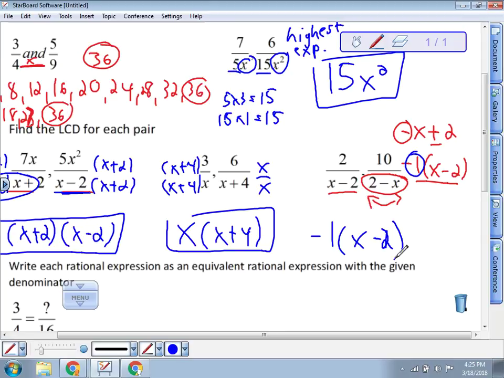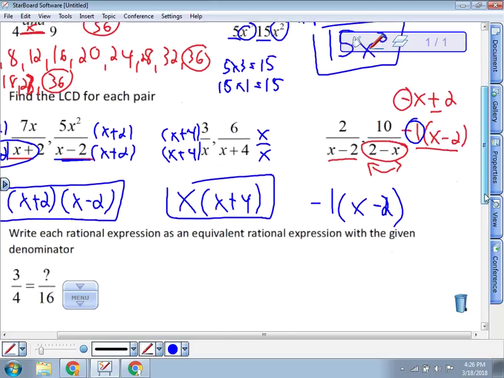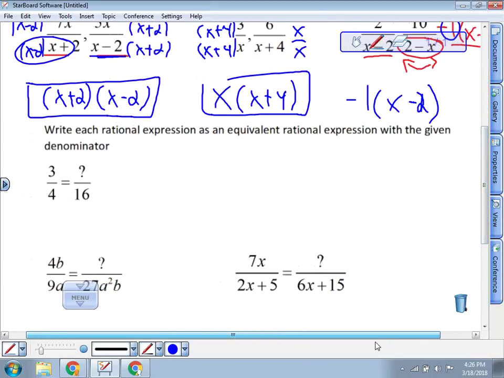So hopefully you guys can see how we're going to combine those to come up with least common denominators when there are no real numbers. It's just expressions. Okay, this next section is write each rational expression as an equivalent rational expression with the given denominator. So what you're going to look at is the denominators.